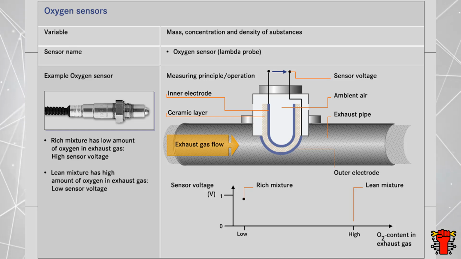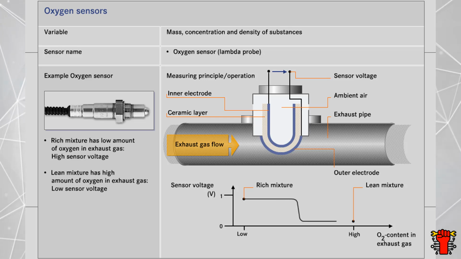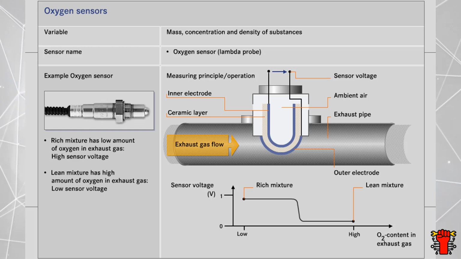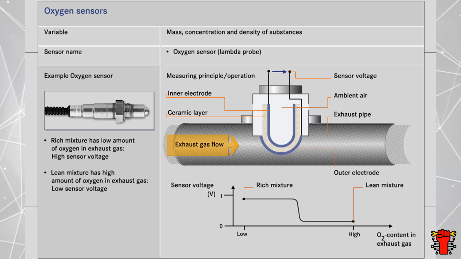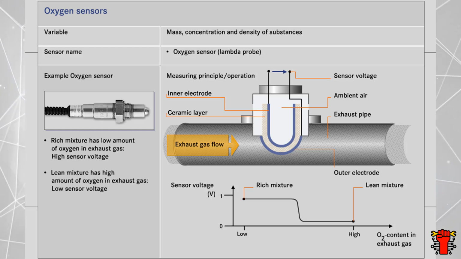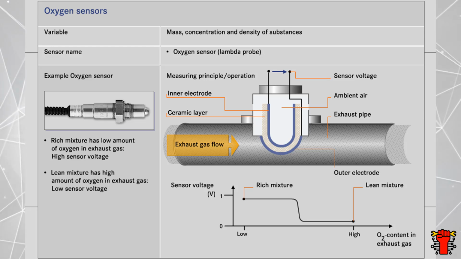When the mixture is lean, the oxygen content in the exhaust gas is high. The oxygen levels in the ambient air and in the exhaust gas are almost the same. The sensor voltage is correspondingly low. The nitrogen oxide sensor on gasoline direct injection engines works in a similar way, as does the smog sensor in the multifunction sensor of the air conditioning system.